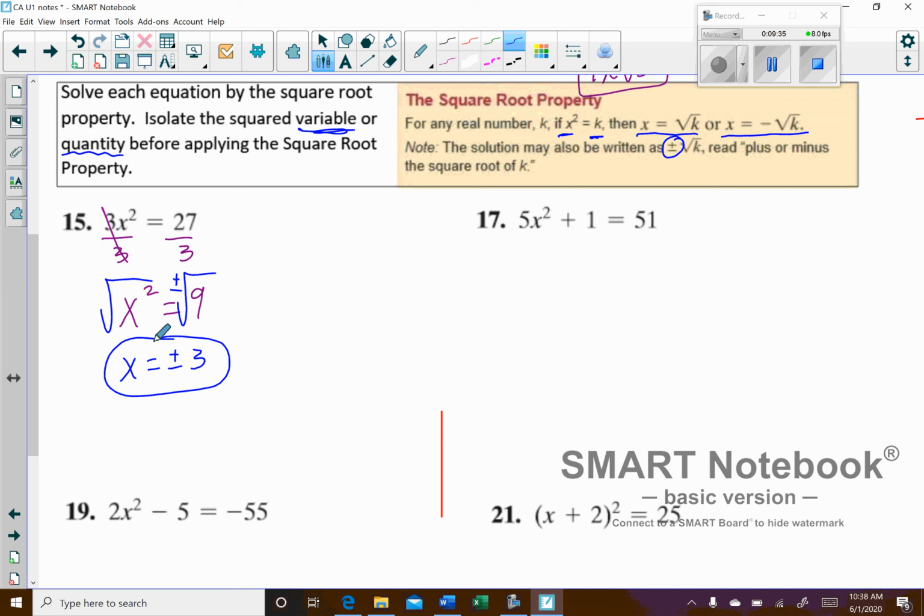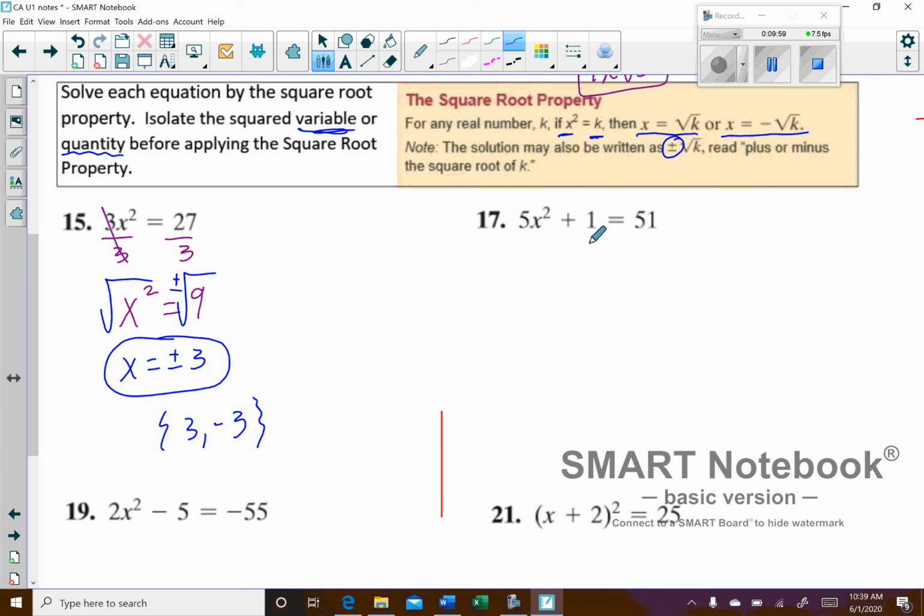And that's our answer. When you're doing your homework, sometimes you can put in the plus minus symbol. Other times you might have to type in 3, comma, and then negative 3. It doesn't matter which one goes first. You could put the negative 3 first. Okay, so there's two answers there, just to be clear.